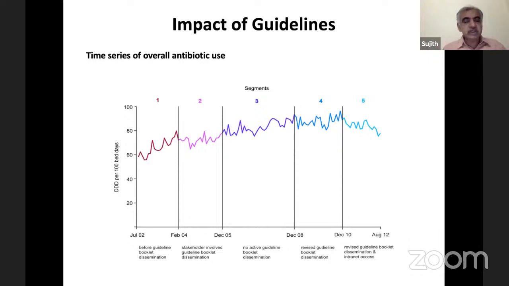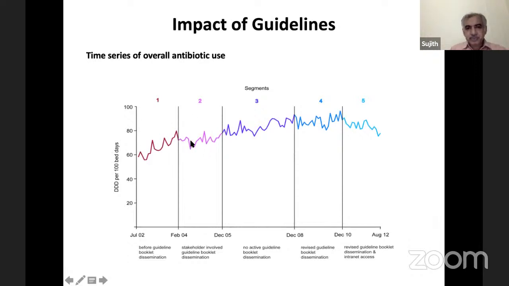There were negotiations, first choice, second choice, third choice, and we put it together as a booklet. And this was released somewhere around February 2004 and widely given to all the wards, to all the departments, et cetera. And you can see that there is some element of a reduction. And when I say reduction, at least the ascending curve, if I can put it that way, or slope, seems to have been arrested in this phase between 2004 and 2005, over those 1.5 years.